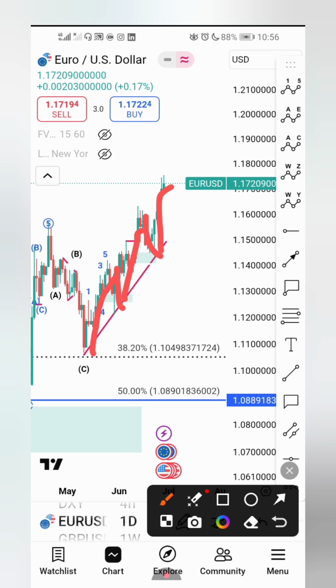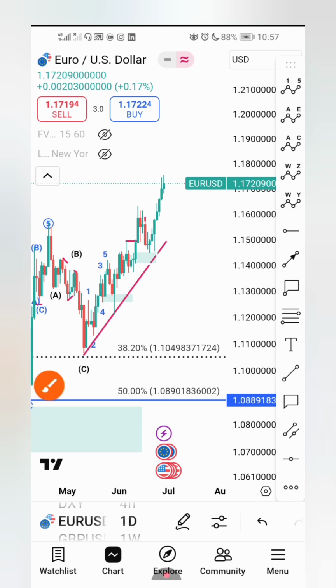So what am I expecting in this very place? I'm expecting a reversal, a sell setup. I'm looking for a sell setup on this region, the average region of 1.18. From there, you may see a sell down. So that's what I'm expecting on this Euro US dollar.